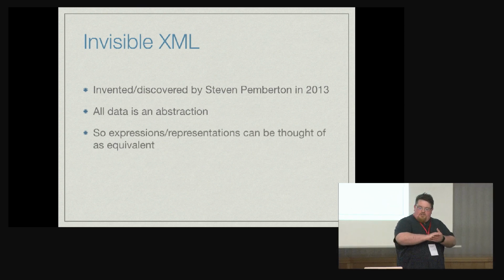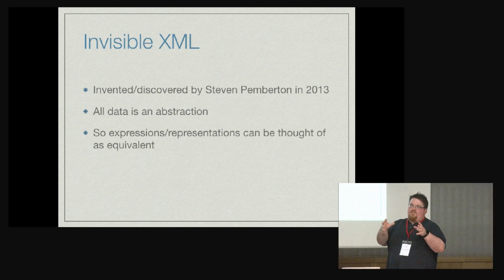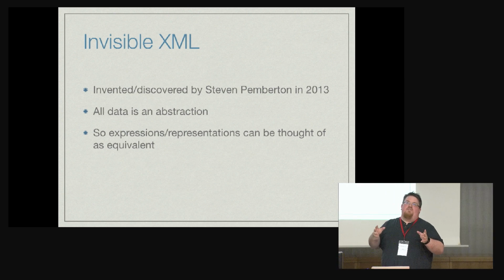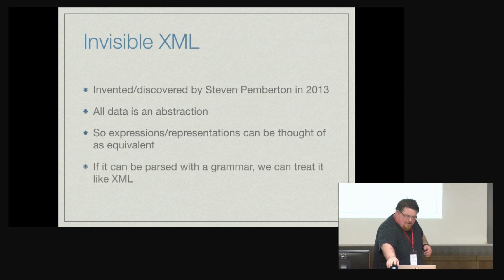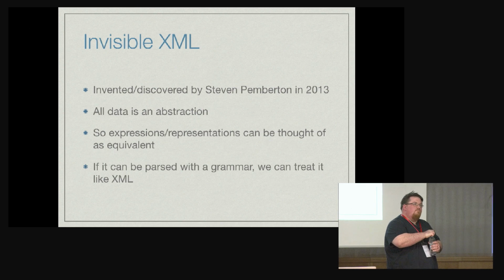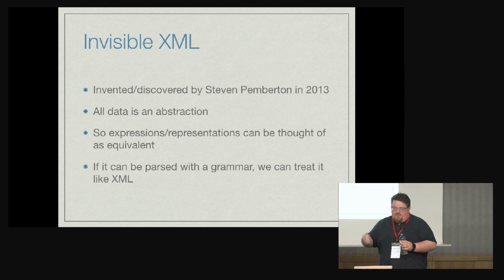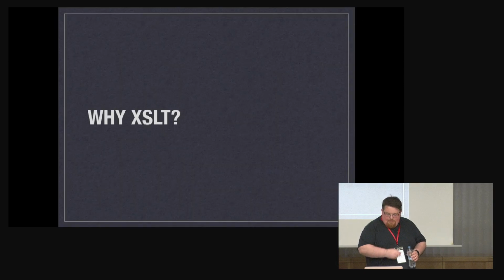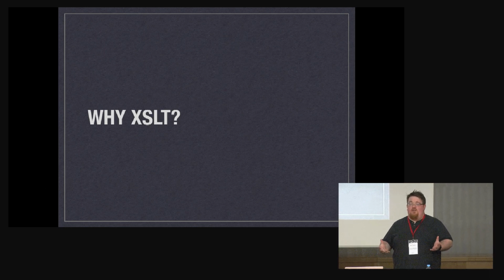But if all data is an abstraction, then any representation of the same data can be thought of as equivalent. It's merely a case of transforming from one to the other. And if the string that we have can be parsed with a grammar, if it can produce a tree, it's identical to saying that we can treat it like XML. And if we can treat it as XML, we can use the XML technology stack on it.